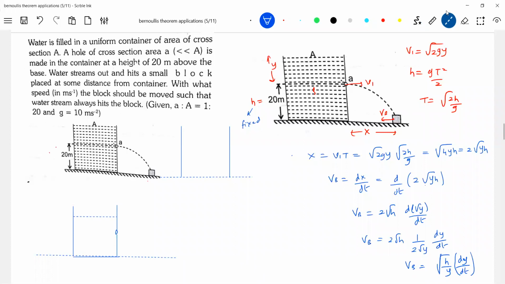With time, what will happen to the level of liquid? This will be the situation. The level of liquid will be decreasing. You can see this one now. So this height will not change. This h will be there, but y is continuously variable. Able to understand?